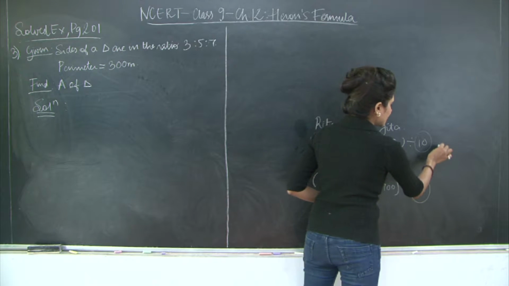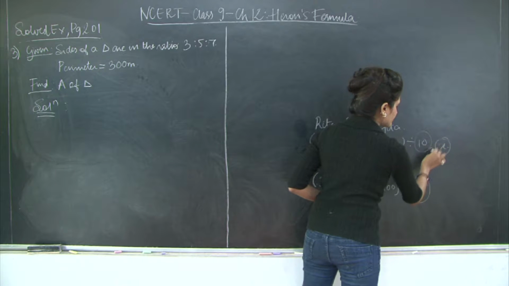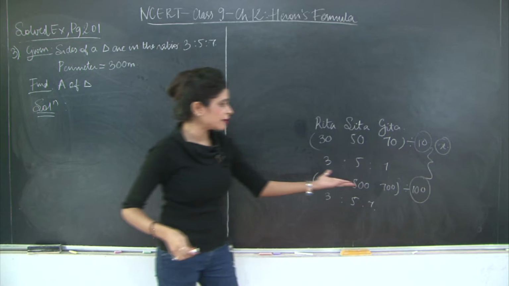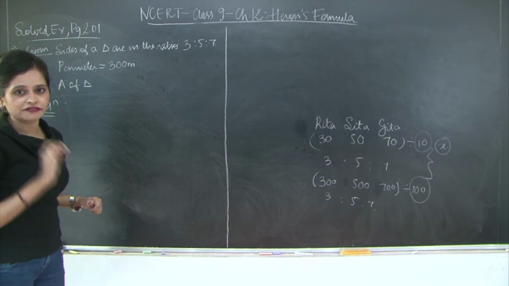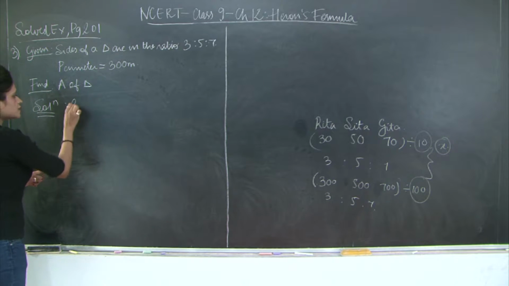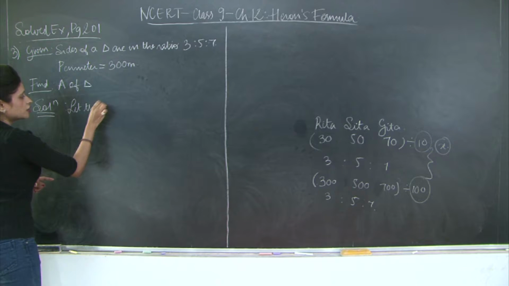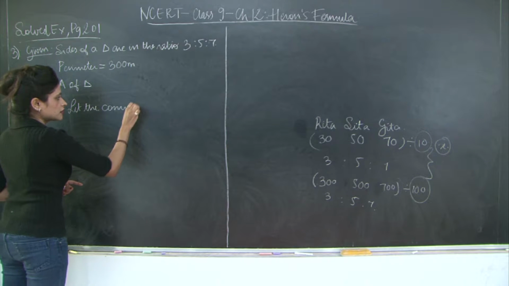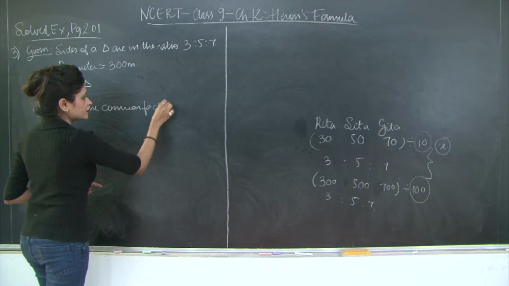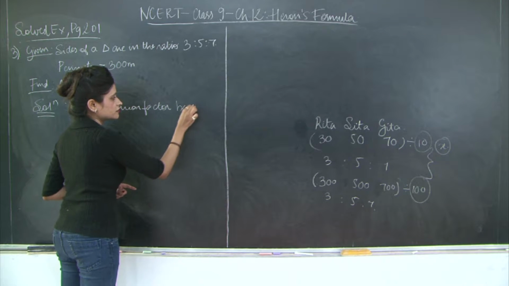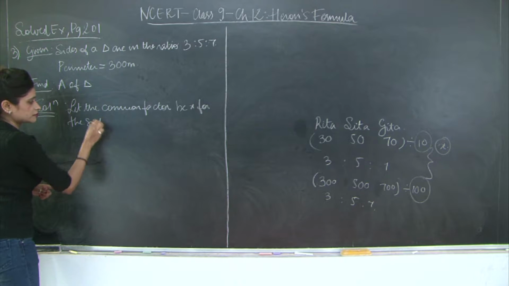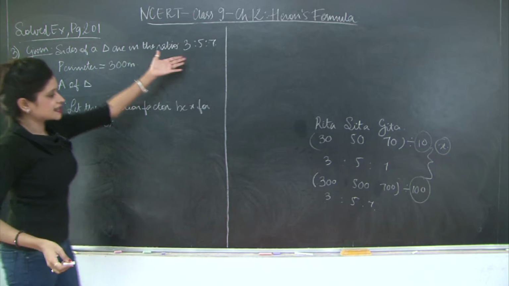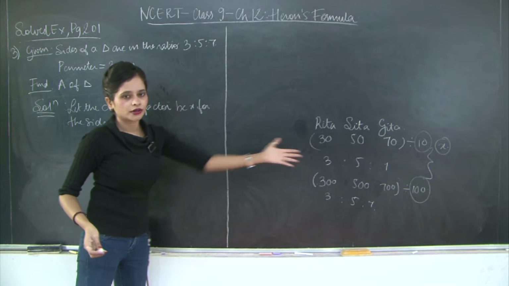What I can say is, let this term be x, right? Any of these terms, I'll denote them by x because they are going to change. So again, this is the common factor, the variable. Similarly, I am going to say let the common factor be x for the sides, right? See, this ratio is the same as this ratio.